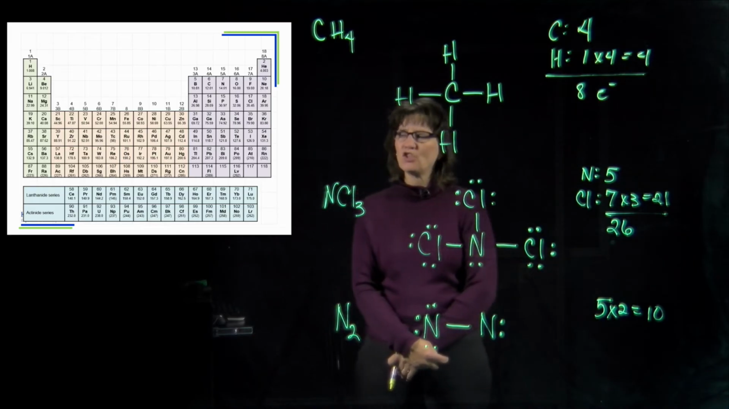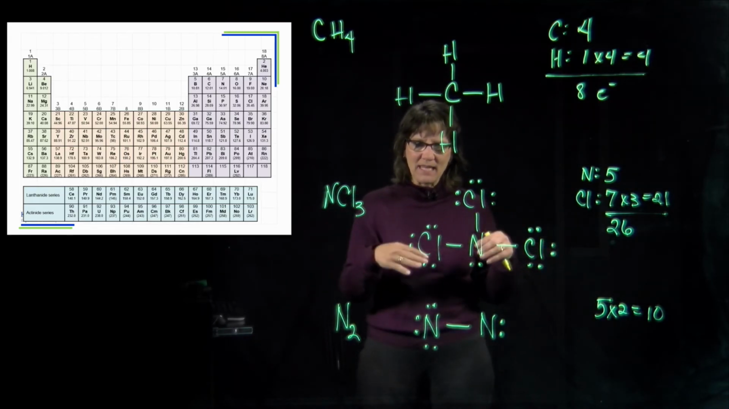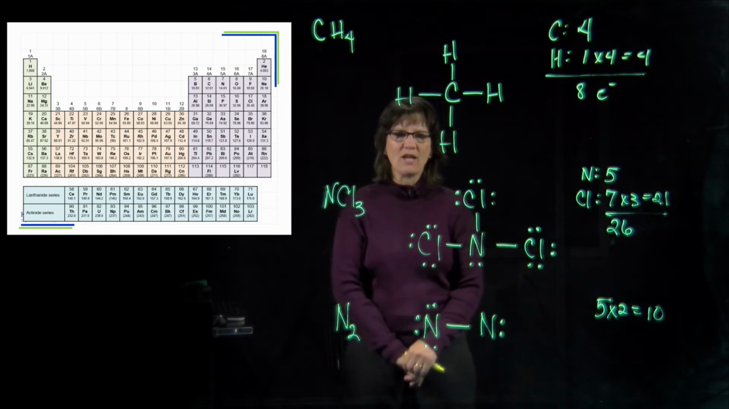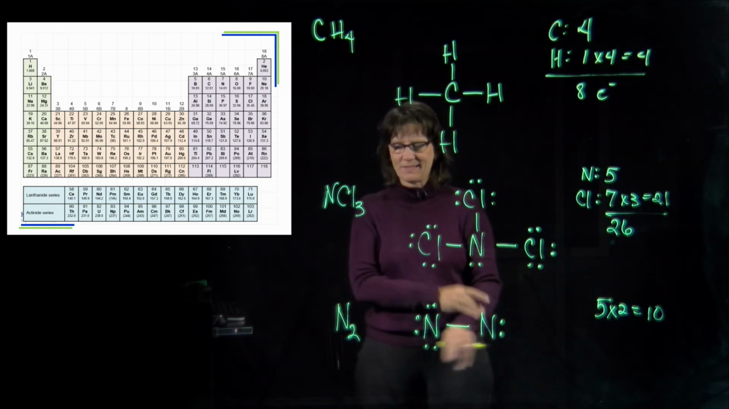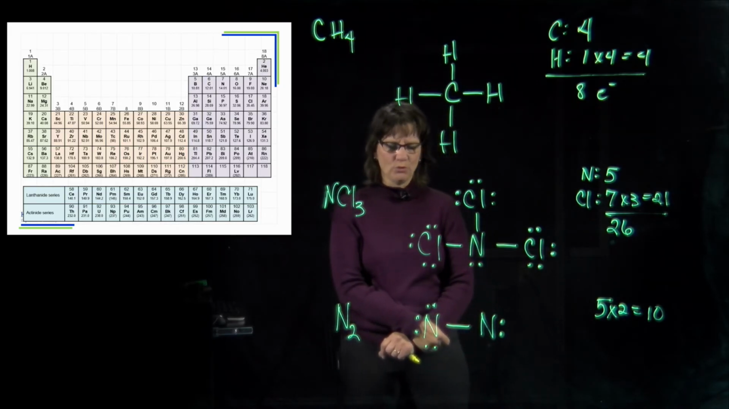So now we have to do the shift. If you look back at the rules, I say you're going to shift from the outside atoms in to try to make the other atom, and it's usually a central atom, but in this case it's this nitrogen, content, happy, getting its octet rule satisfied.